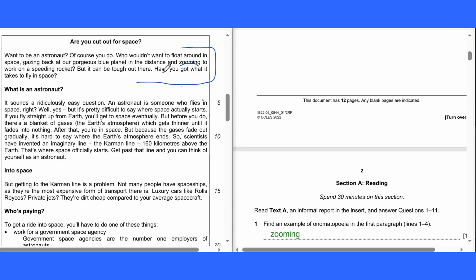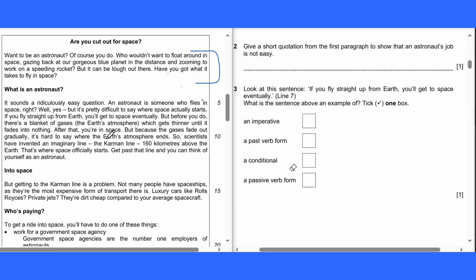Let's move on to the next question. Alright, so we are in question 2. Give a short quotation from the first paragraph to show that an astronaut's job is not easy. First paragraph, here we go. 10 seconds. Alright, time up guys. So let's take a look at an example of the correct answer here.